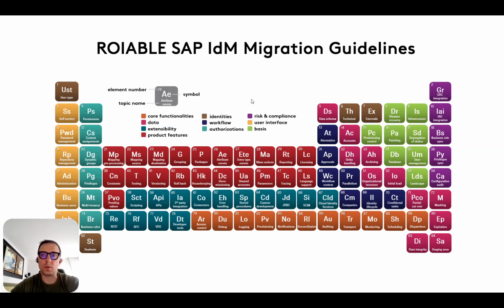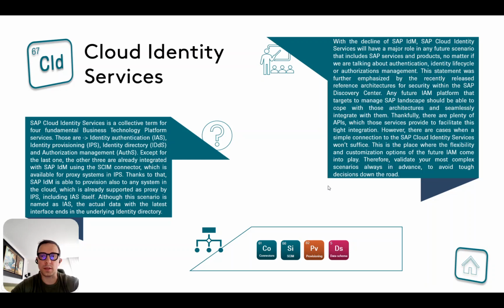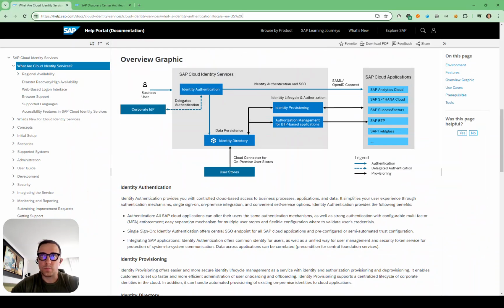You can find that topic under number 67 within the extensibility category right here, and clicking on it will take us to the dedicated slide. SAP Cloud Identity Services is a collective term for four fundamental business technology platform services. Those are identity authentication, identity provisioning, identity directory, and authorization management. In order to get a better idea, I can share with you a diagram which is taken from helpsap.com, which displays how these services interact in the security context.